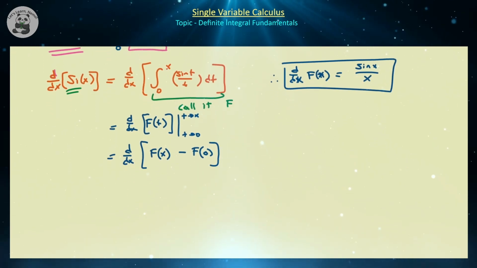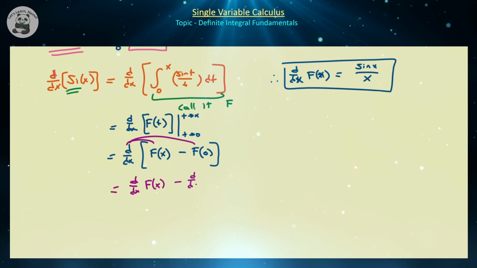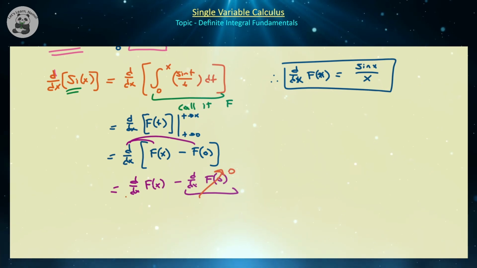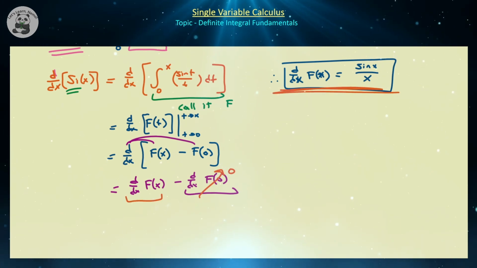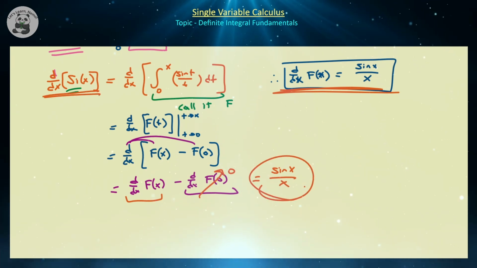We can distribute derivatives because derivatives are linear operators, so we have the derivative of F of x minus the derivative of F of 0. But remember, F of 0 is just a number, so this disappears to 0, and we know that the derivative of capital F of x is equal to sine x over x by definition. So the derivative of the sine integral of x is equal to the sine of x over x, which we shouldn't be surprised by, because Si of x is defined as the antiderivative of sine of t over t. Therefore, we get this.